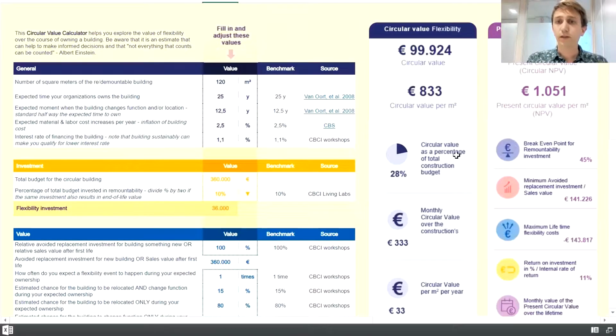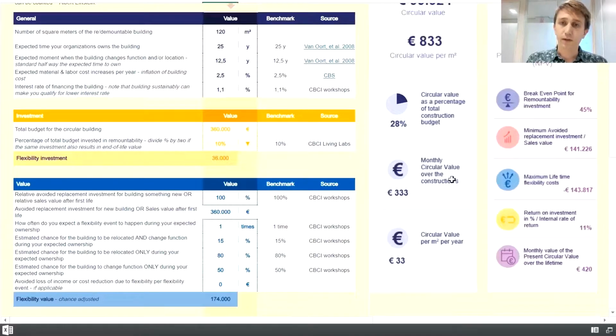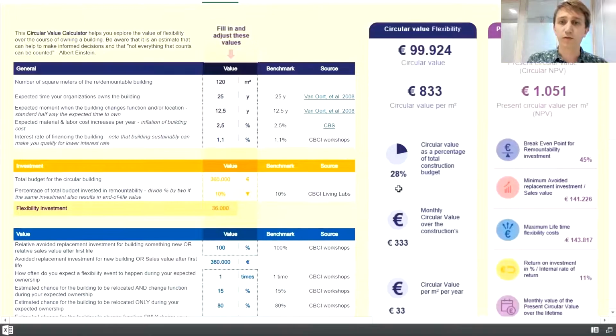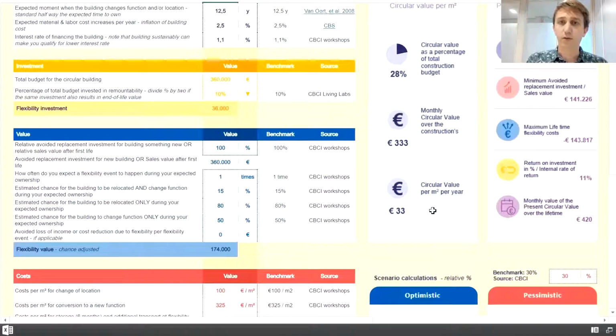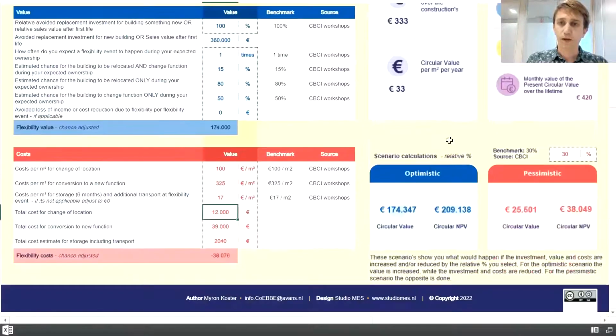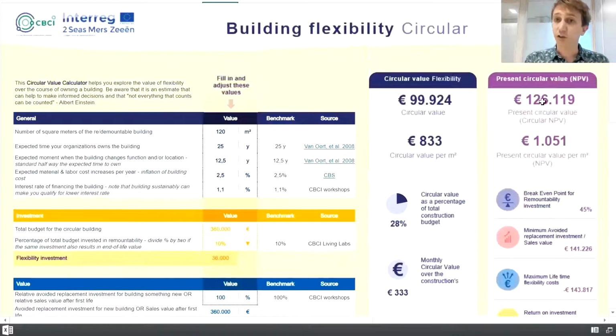If you look at the total construction budget, then the circular value is 28% of the total budget. And if you look at this value from a monthly perspective over the course of these 25 years, it's a value of about 333 euros per month. And per square meter, it's 33 euros. Then here you find the net present value, which is higher than the circular value, since we expect inflation rate to be higher than the interest rate. Adjust this accordingly, but this is at the moment of speaking what we expect, and that's how it turned out to be higher.